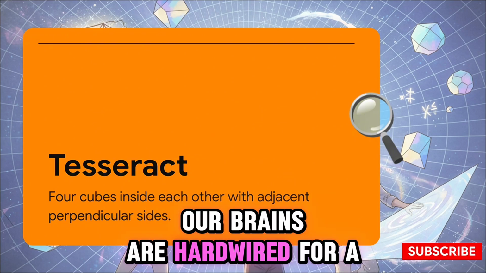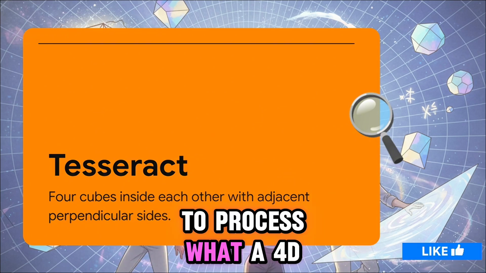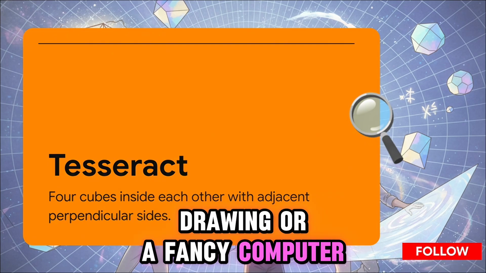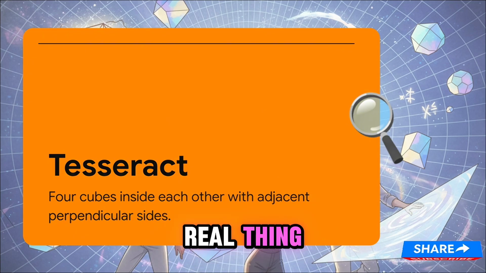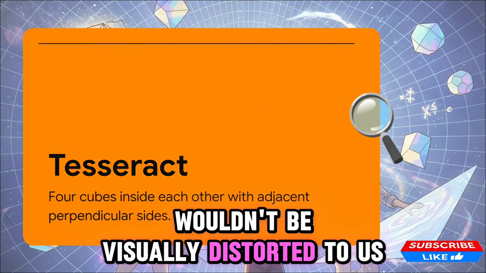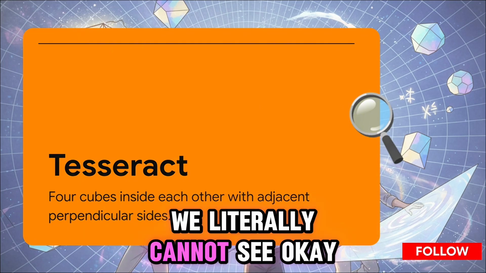Our brains are hardwired for a 3D world, so we literally lack the biological hardware to process what a 4D object actually looks like. Anytime you see a 2D drawing or a fancy computer model of a tesseract, you are just looking at a distorted shadow of the real thing. It's impossible to show its true form because the lines in a real tesseract wouldn't be visually distorted to us at all. They would be perfectly straight, just in a physical direction we literally cannot see.